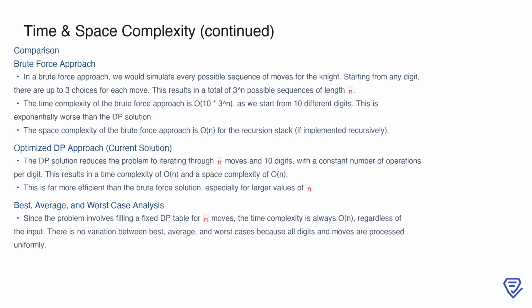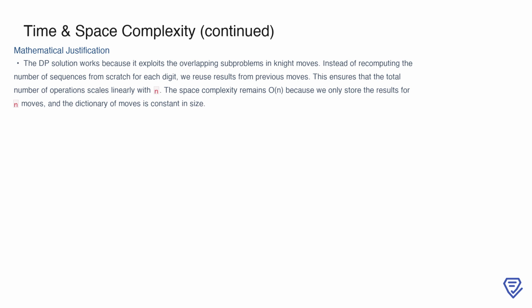This means that the best, average, and worst cases all have a time complexity of n. The mathematical justification for the DP solution lies in its ability to exploit overlapping subproblems. For every digit and move, the number of valid sequences can be derived from previously computed results rather than recalculating everything from scratch. This reuse of results ensures that the total number of operations scales linearly with n.